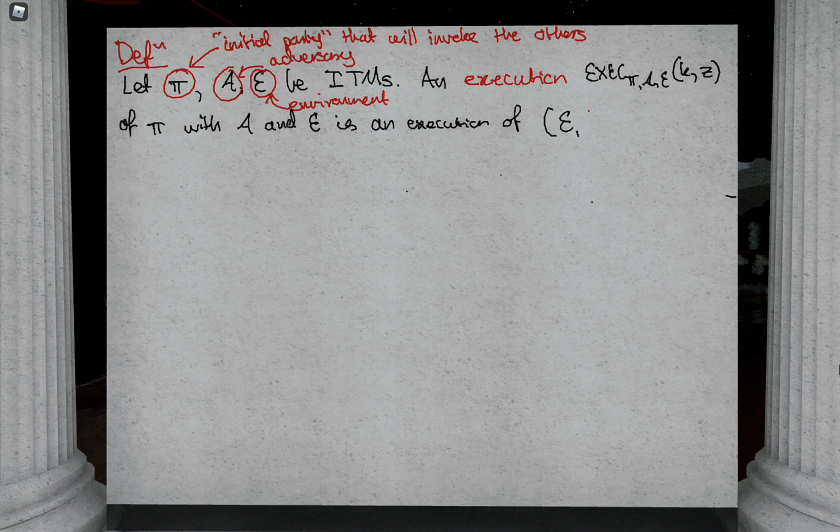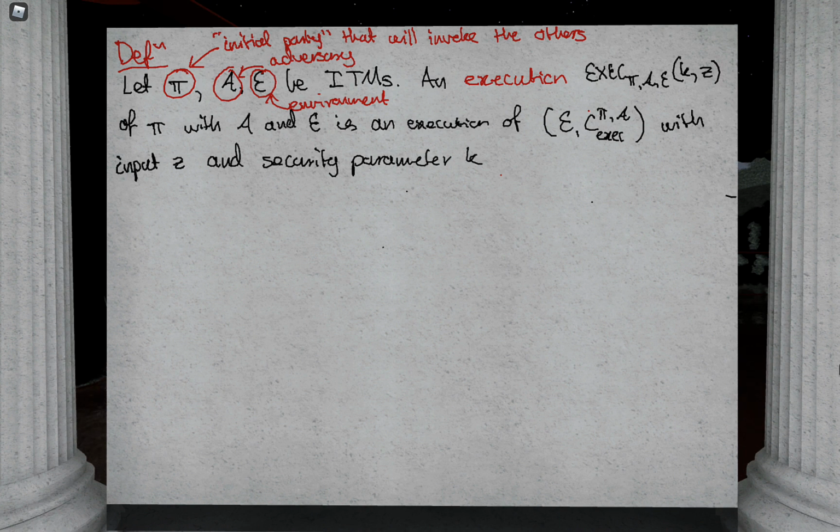And recall that an execution had a control function, which says which parties can talk to which and so on. I'm going to call this C pi A exec, and I'm going to define this control function in detail to specify what the execution is. With input Z, the parameter Z is the input, and security parameter K. So K intuitively represents the length of the key, and we're going to do some kind of asymptotic argument in terms of K.